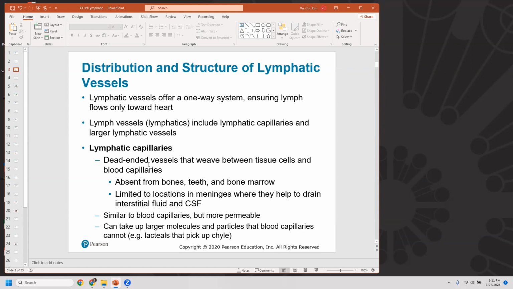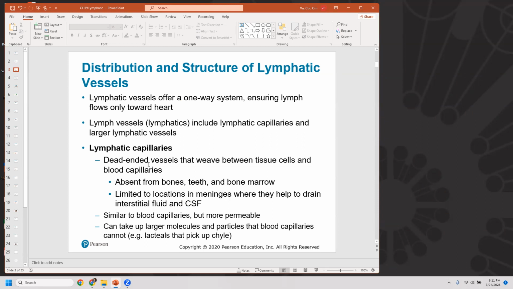You will find lymph vessels throughout your body except for the following structures: the bones, the teeth, and bone marrow. Until very recently, we used to add the central nervous system to that, but we found that there are certain parts of the meninges that do contain lymphatic capillaries that allow for the drainage between the interstitial fluid and the cerebrospinal fluid.